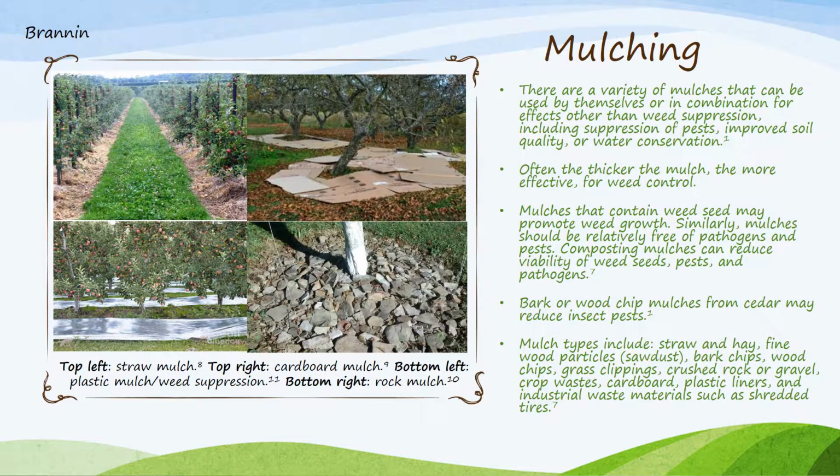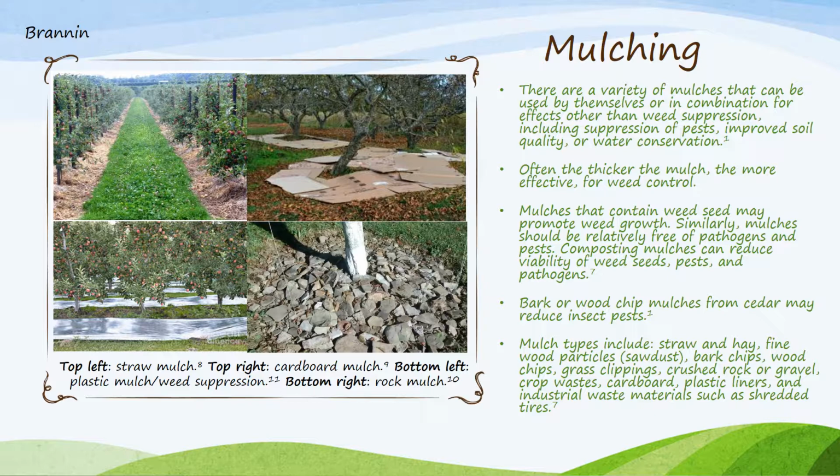Next, we have mulching. There are a variety of mulches that can be used by themselves or in combination for effects other than weed suppression, including suppression of pests, improved soil quality, or water conservation. Often, the thicker the mulch, the more effective for weed control. Mulches that contain weed seed may promote weed growth. Similarly, mulches should be relatively free of pathogens and pests.